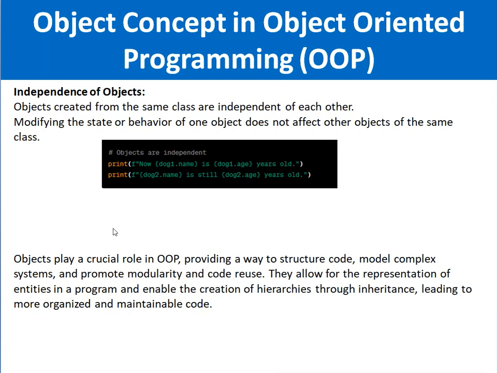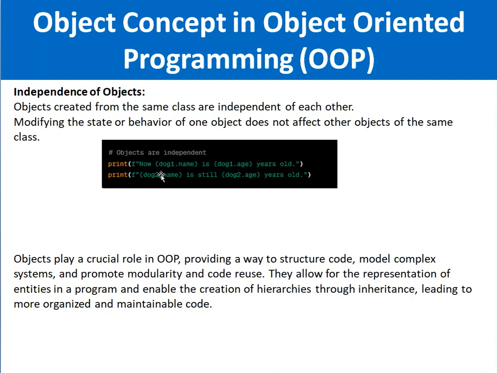Independence of objects. Friends, every object you create, even of the same class, is independent of the others. If you create 2 objects of the same class, these 2 objects are independent of each other and there is no dependency between them. For example, if you print dog1.name and dog1.age and then dog2.name and dog2.age, these 2 objects, dog1 and dog2, are both independent of each other and there is no dependency or interlinking between them.